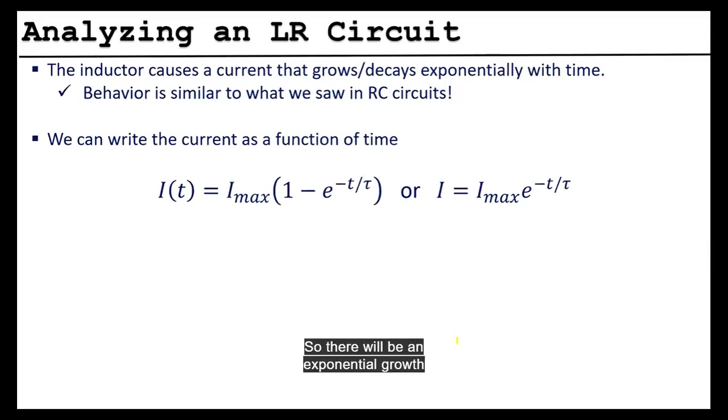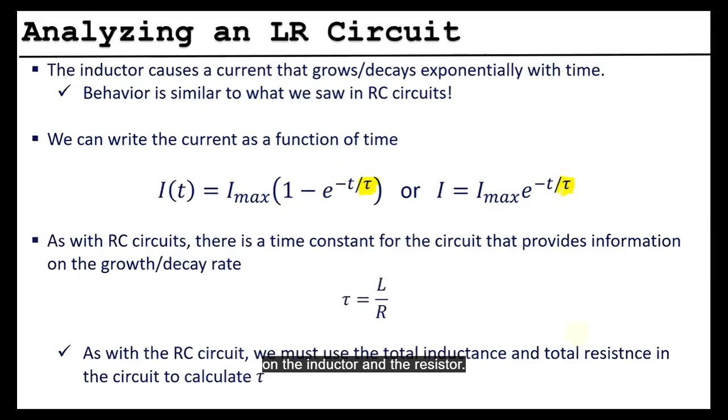So there will be an exponential growth or an exponential decay, depending on whether your power supply is turning on or turning off. Notice that we have a tau up here in our exponential. That's the time constant, just like we saw with the RC circuit, but this time it's going to depend on the inductor and the resistor. And so we define the time constant for an LR circuit as tau equals L over R.